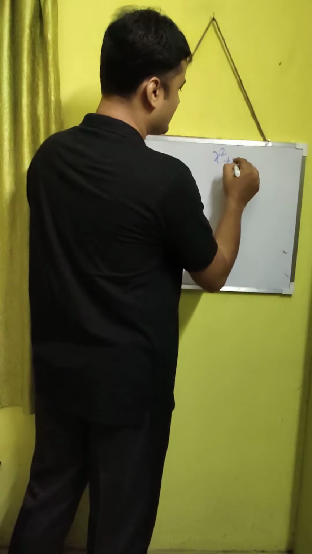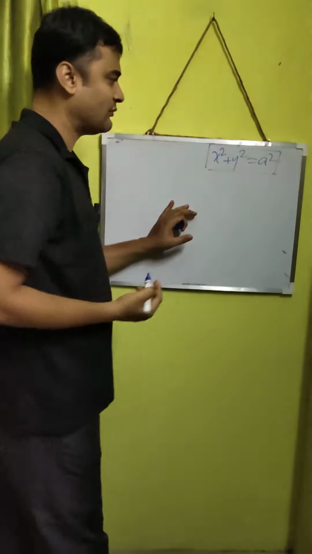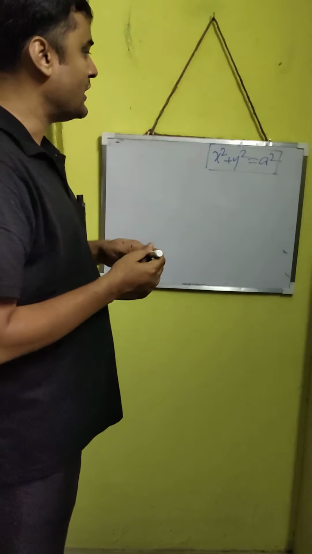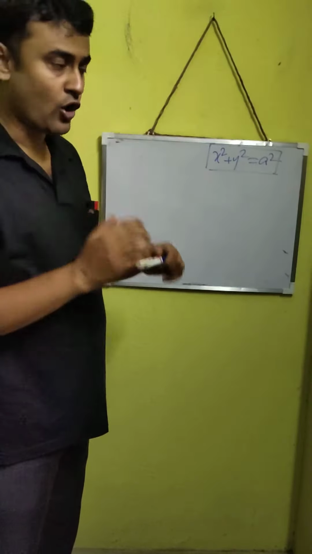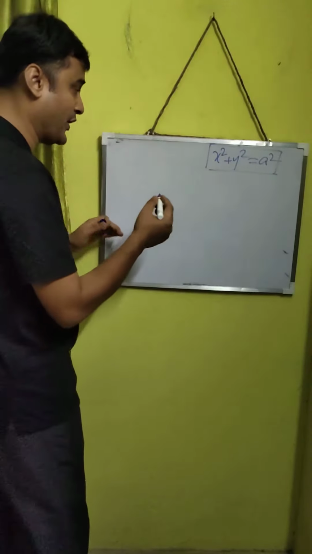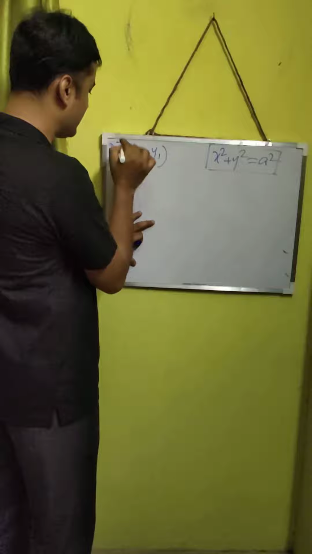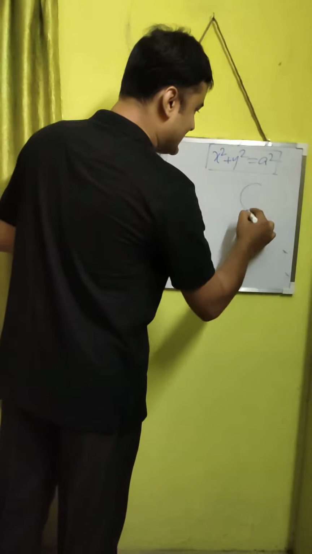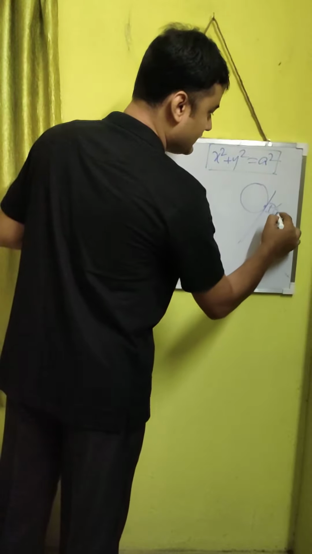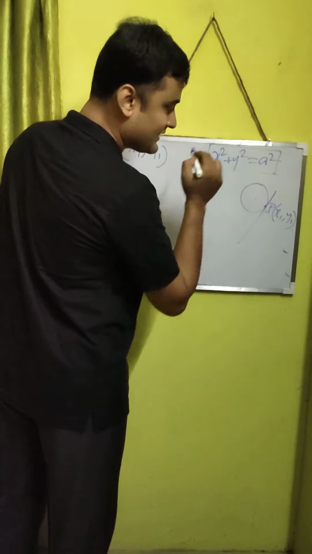x square plus y square equal to a square. Now this, you all read about this in class 11 syllabus, right? Circle. So we are going to find out the equation of a tangent to this circle at a particular point. What point? Let us say x1, y1. So this is a circle, this is a tangent at this point P, this is x1, y1. We are trying to find out the equation of this tangent to this circle.